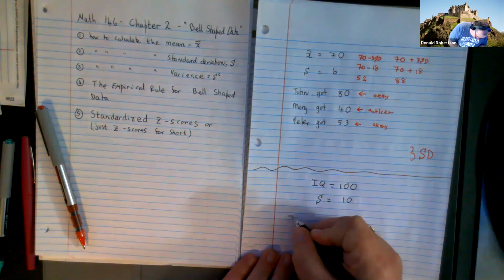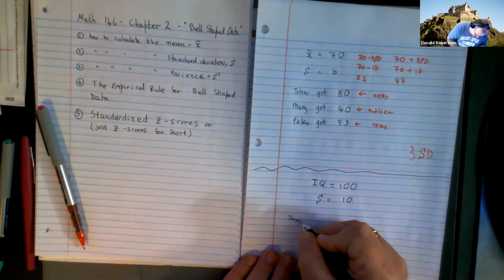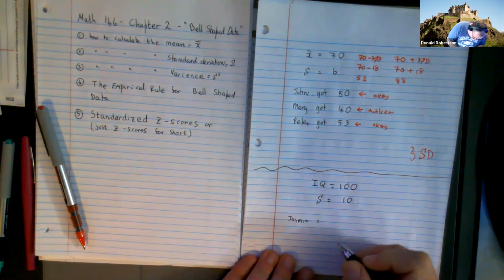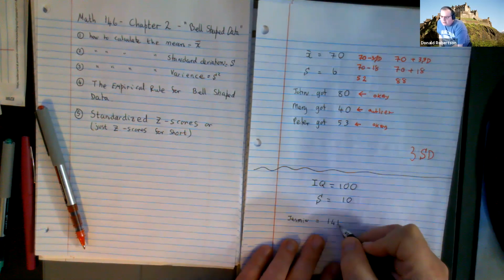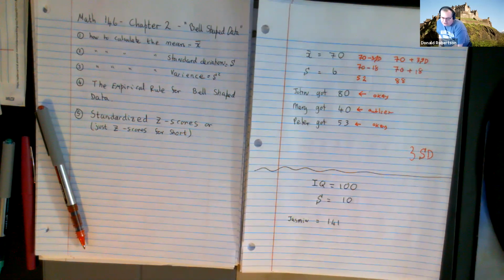Let's have Jasmine. Jasmine took an IQ test and she got 141. We want to know, is Jasmine exceptional? Exceptional in this case, being an outlier, isn't always a bad thing. Isn't being exceptional what it means when you're a world-class runner, or you're really high IQ, or whatever it might be? Being an outlier isn't always a bad thing.